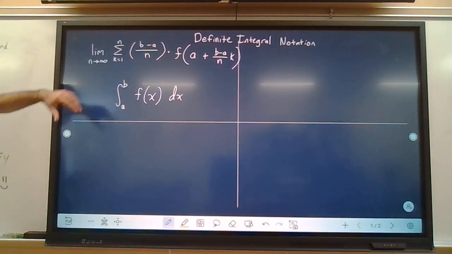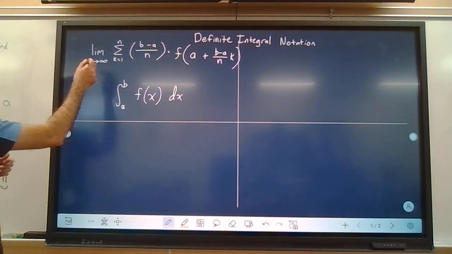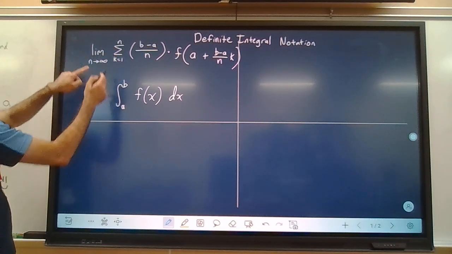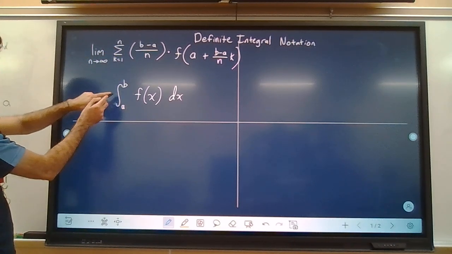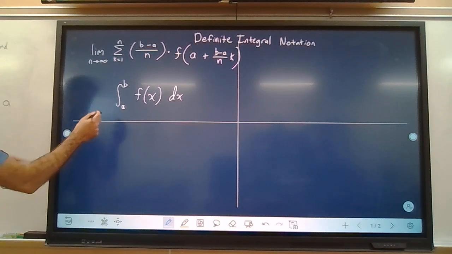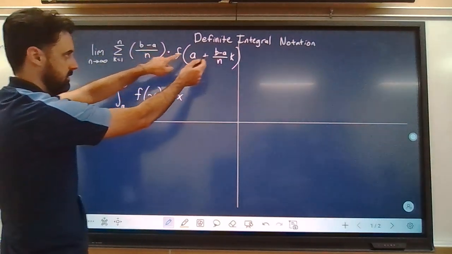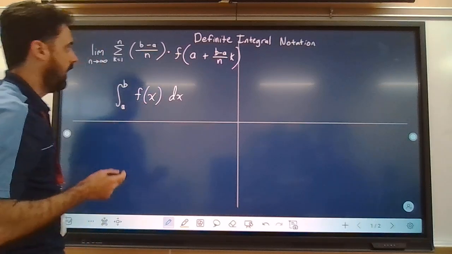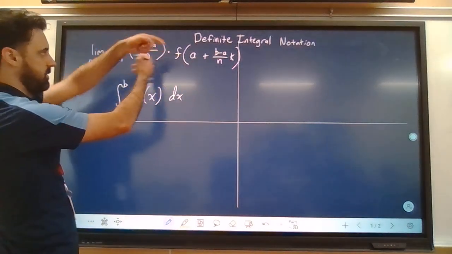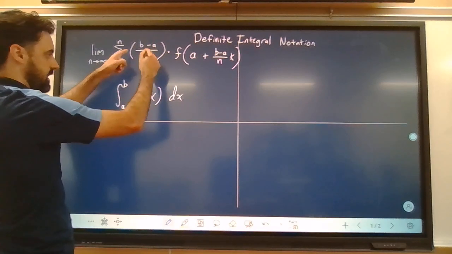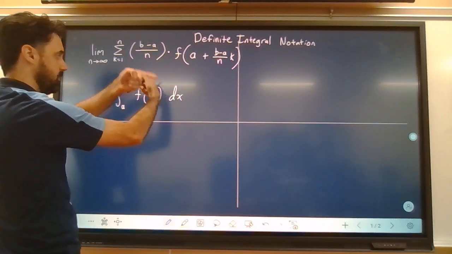These two things are equal. And so this limit as n approaches infinity of this summation is what we represent when we draw a definite integral symbol. A and B are going to be the same values there, here, there. And it's like the other two things are just kind of switching places. So this is f of x, right? This is our change in x right here, or our dx, so they're just swapping places.